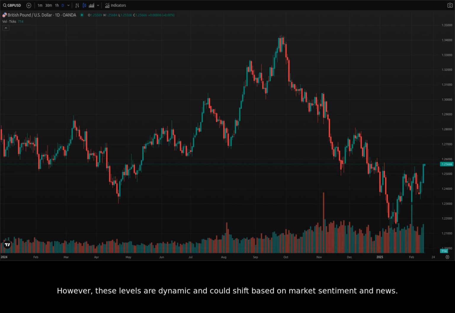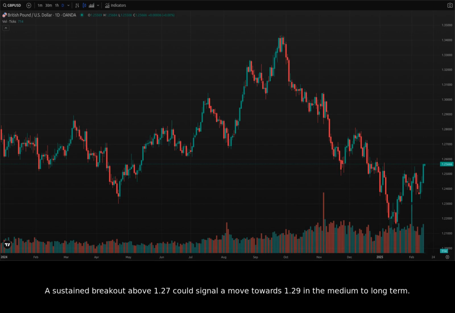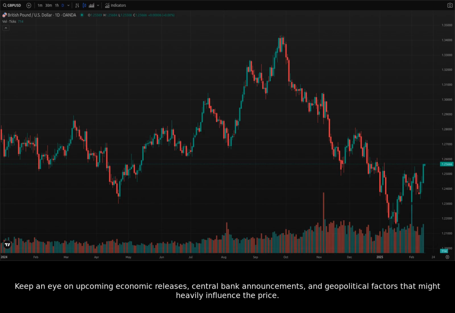However, these levels are dynamic and could shift based on market sentiment and news. In the short term, we see potential for a further rise towards 1.26, depending on whether the upward momentum from the one-hour chart sustains. A sustained breakout above 1.27 could signal a move towards 1.29 in the medium to long term. Conversely, a break below 1.24 could trigger a bearish trend. Keep an eye on upcoming economic releases, central bank announcements, and geopolitical factors that might heavily influence the price.